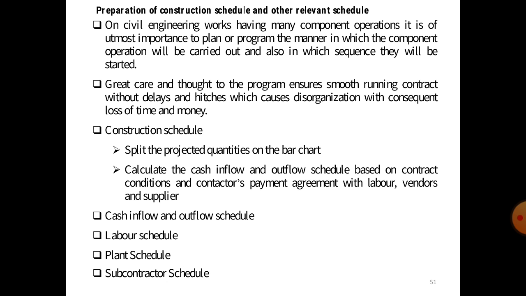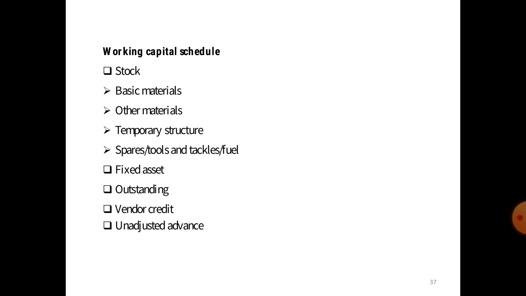without delays and hitches, which cause disorganization with consequent loss of time and money. The construction schedule splits the project quantities on a bar chart and calculates the cash outflow schedule based on the contract condition and the contractor's payment agreement with labor, vendors and suppliers. It also prepares a cash inflow and outflow schedule, labor schedule, plant schedule and subcontractor schedule. So these are the schedules which are required for smooth work.